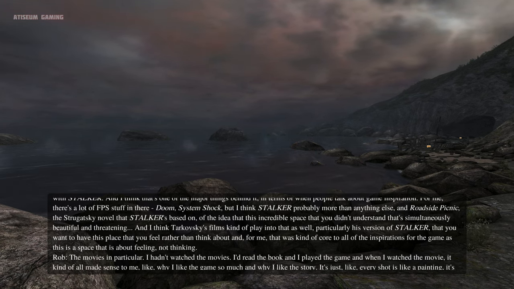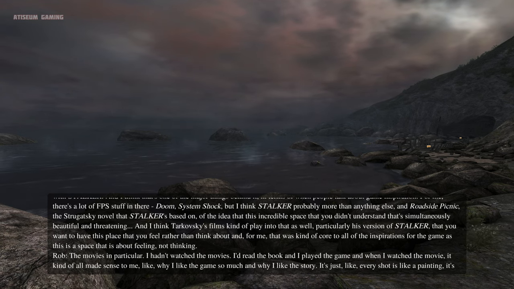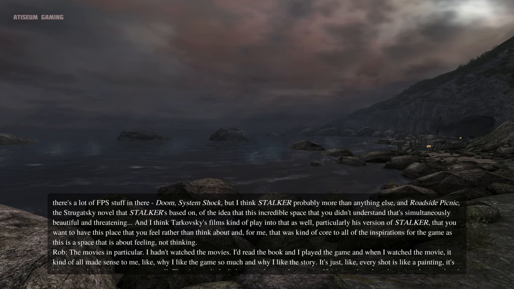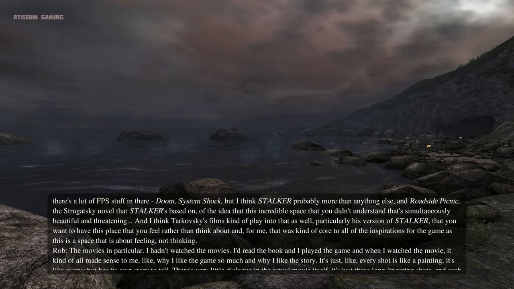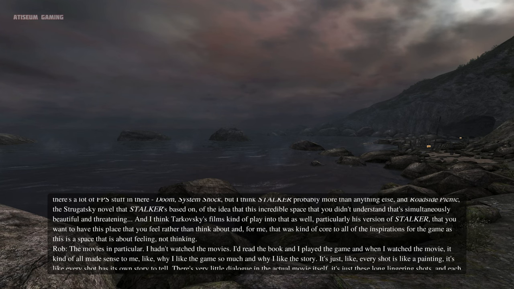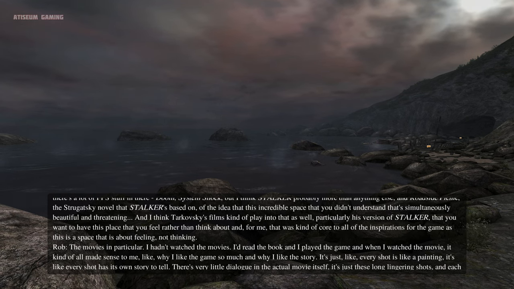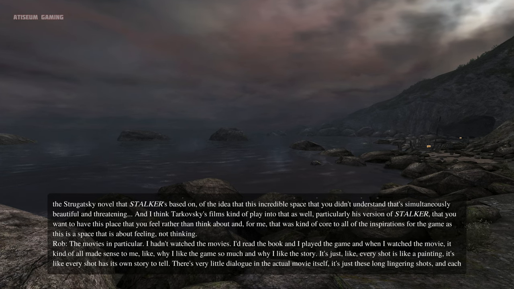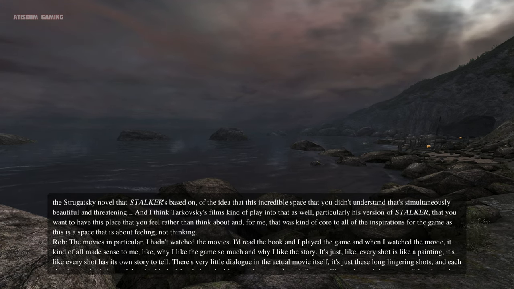And for me, that was really core to all of the inspirations for the game: this is a space that is about feeling, not thinking. Yeah, I think the movies in particular... I hadn't watched the movies. I'd read the book and I played the game, but when I watched the movie, it all made sense to me, why I like the game so much and why I like the story.